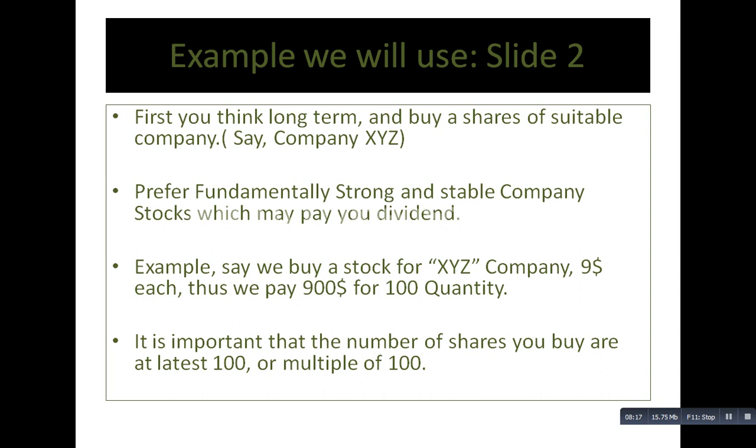Next, it is important that for doing any kind of covered call, you have at least 100 quantity. And if you want to do more covered calls, you need quantity to be in multiples of 100. So you can have 100, 200, 300, 400, and so on. To summarize, you need to select a stock which you actually want to buy in at least 100 or multiples of 100 quantity, and it has to be a relatively stable, fundamentally strong financial company, preferably something which can pay you the dividend. Now let's go to the next slide.